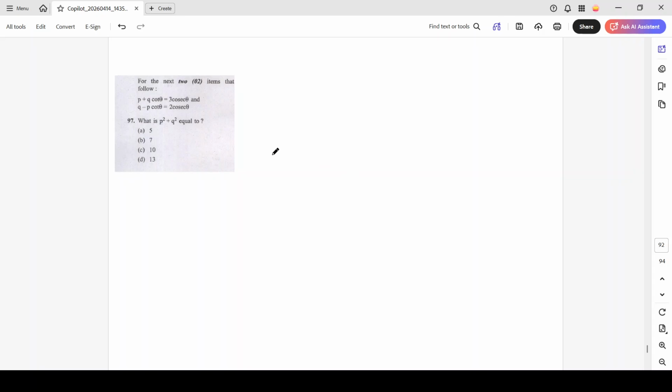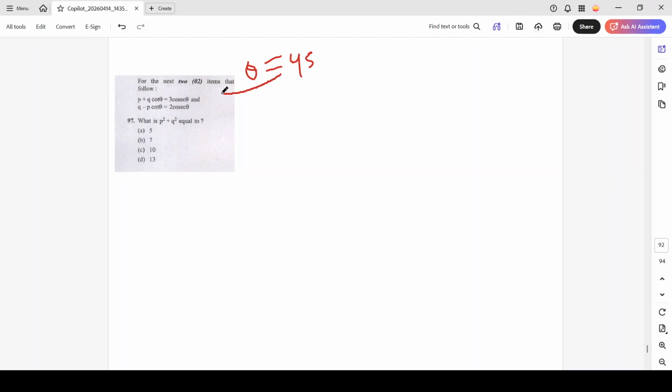Now move on to the next question, 97. Now we are on the last part of our chapter. What we just need to do here is put the value of theta. I am putting theta as 45.